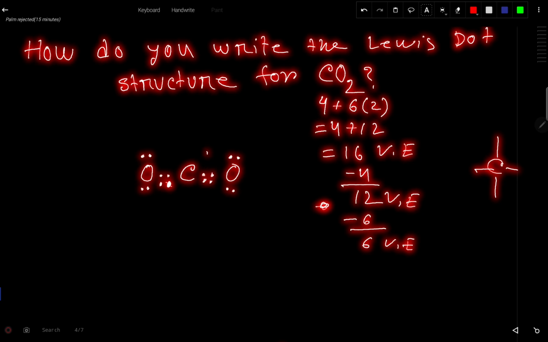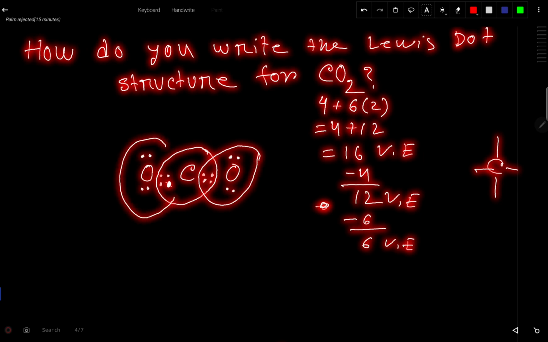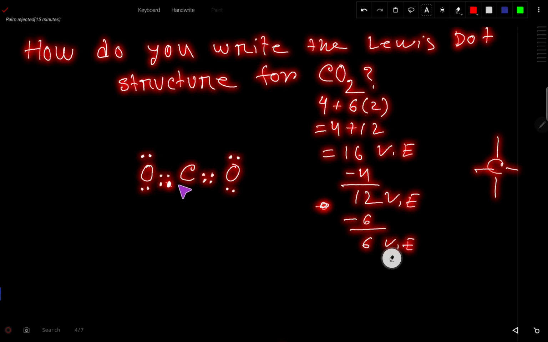So look, now this carbon has 8 valence electrons. This oxygen also has 8 valence electrons, 8. And if you find the formal charge, then you will get formal charge 0 for all the atoms. So that is why this is the Lewis dot structure of CO2.